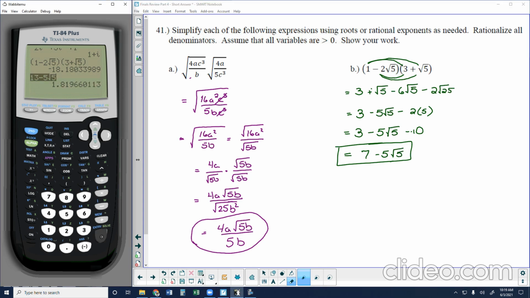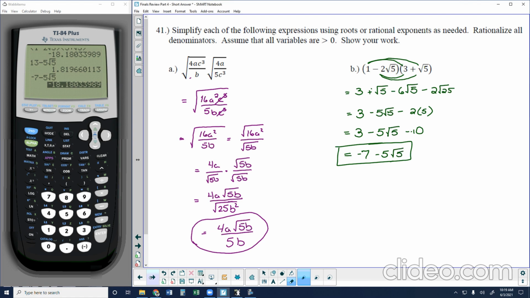So if I check this again with negative 7 minus 5 roots of 5, now I can see my decimal approximations, the one up here from the expression they gave us, and the one down here from the simplified version, do match, and so I do have the correct answer for this one.